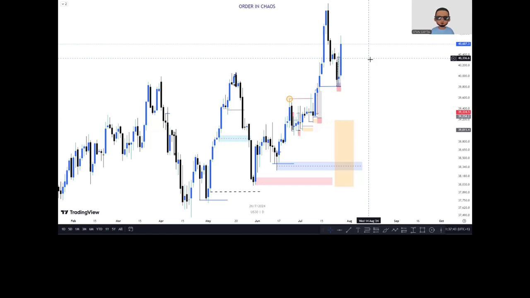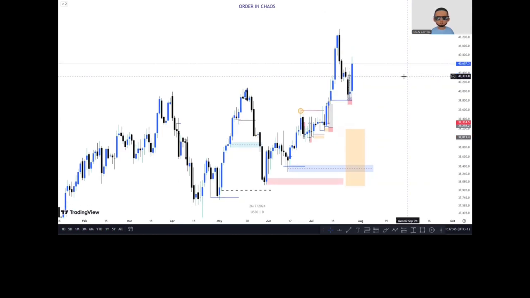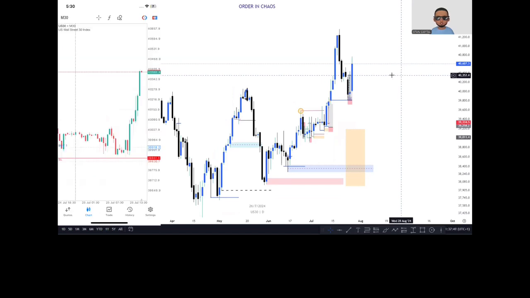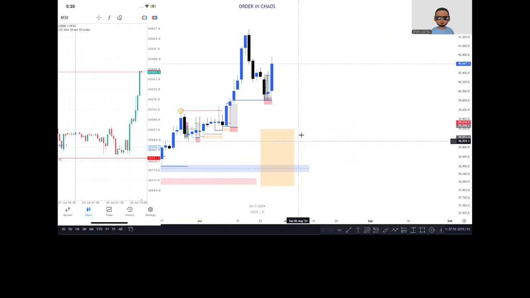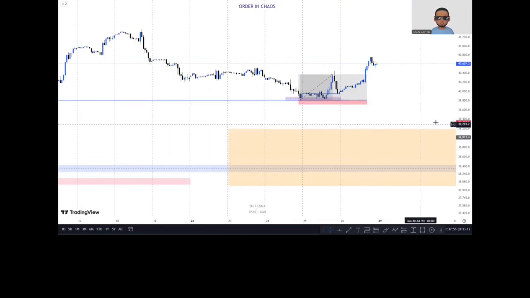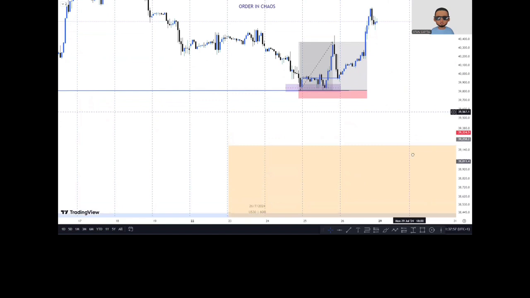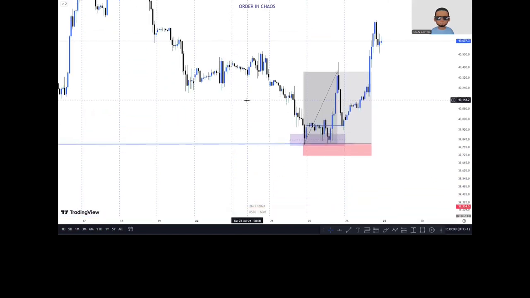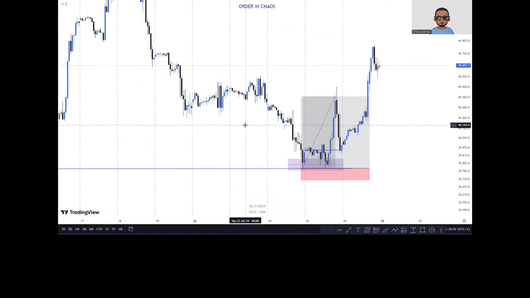Today we'll be looking at how I made 500 pips from US30. How did I manage that? I'm walking you guys through the trade. I actually took two positions on this trade, and I will show you guys how I did all that.